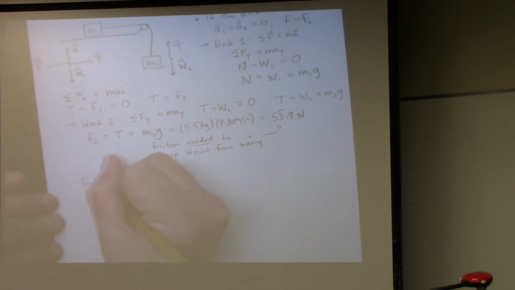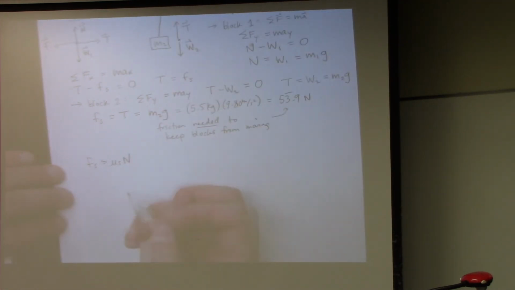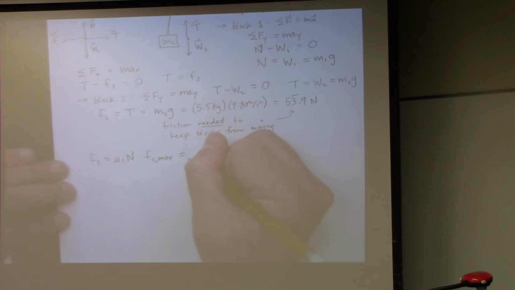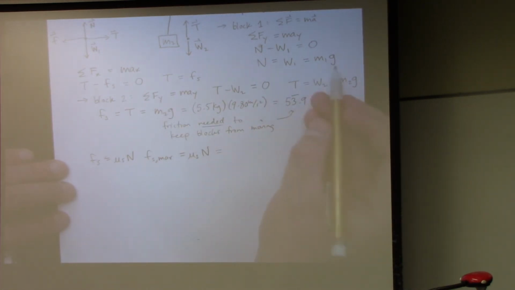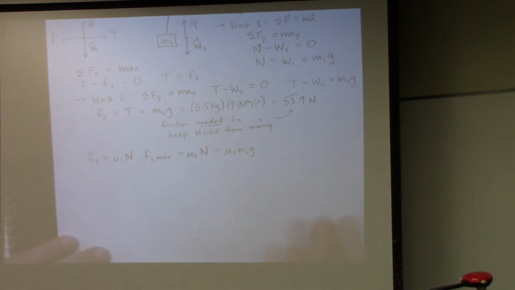But the way static friction works is, again, it's given by this inequality. Static friction is always less than or equal to μs times n. So there's a maximum possible value here for static friction, which is equal to μs times n. And n, as we saw over here, is m1 times g. So we have μs times m1 times g for the maximum force of static friction that is possible. Okay? So let's put a number to that as well.